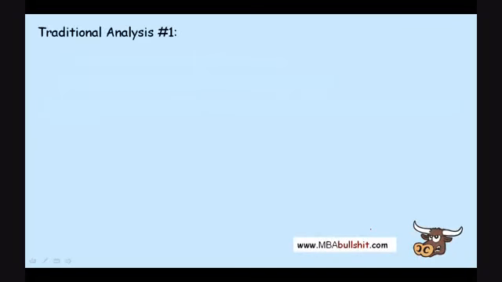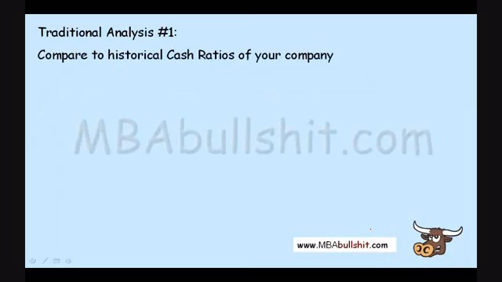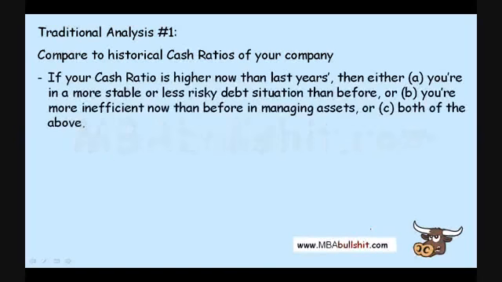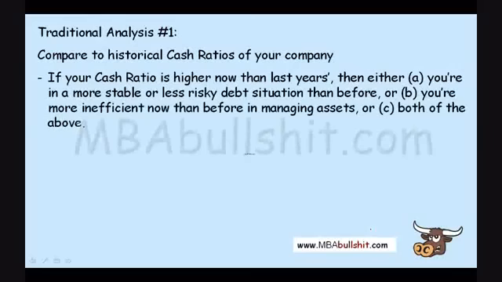All right. So what is the traditional analysis of the cash ratio? Well, first is you compare it to the historical cash ratios of the company. If the cash ratio is higher now than last year's, then either it is more stable or less risk, or in a less risky debt situation than before, or it's more efficient now than before in managing assets or managing cash, or both of the above. Okay, when I say managing cash, that means that a company can operate properly even without much excess cash. Okay, or both of the above.